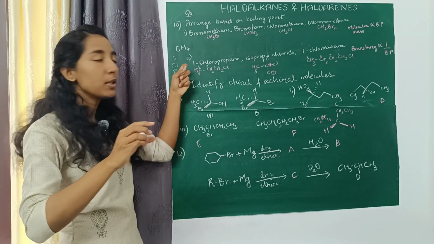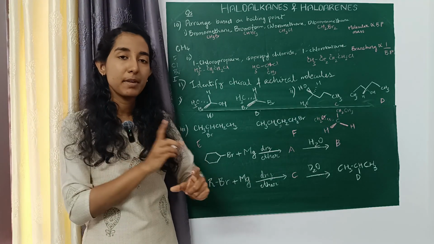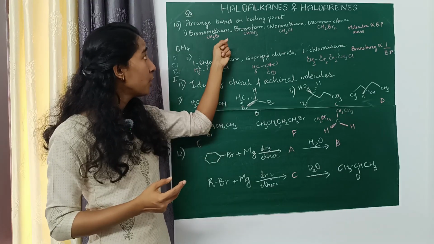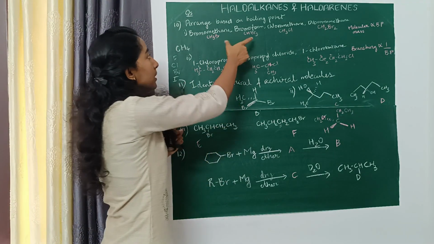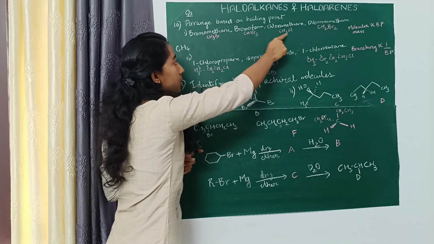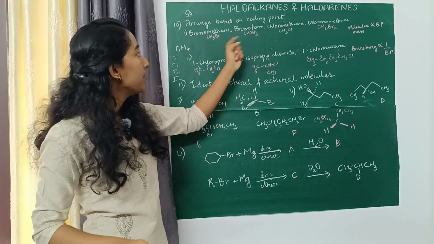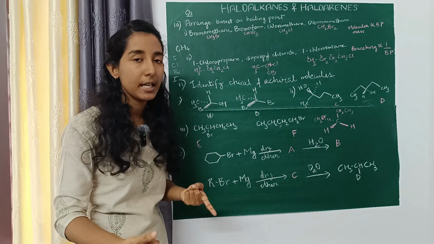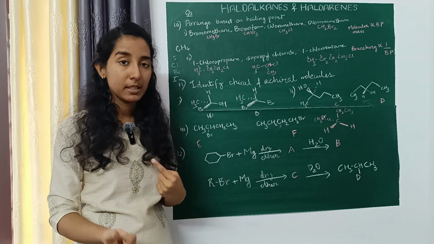When you compare chlorine and bromine, remember that bromine has a higher size compared to chlorine, so bromine will have a higher molecular mass. So in the first case, you can keep this: CH3Cl will have a lower boiling point. Now among these three, since CBr3 has 3 bromine atoms, it will have a higher molecular mass, so it will have a higher boiling point.